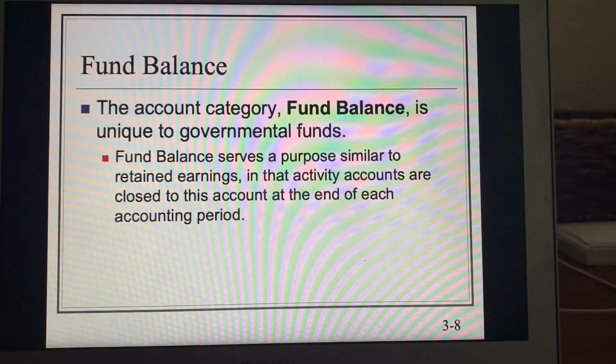Fund balance is the account category. Fund balance is unique to governmental funds. It serves a purpose similar to retained earnings in a for-profit organization. In the activity accounts, activity accounts are closed to this account at the end of each accounting period.